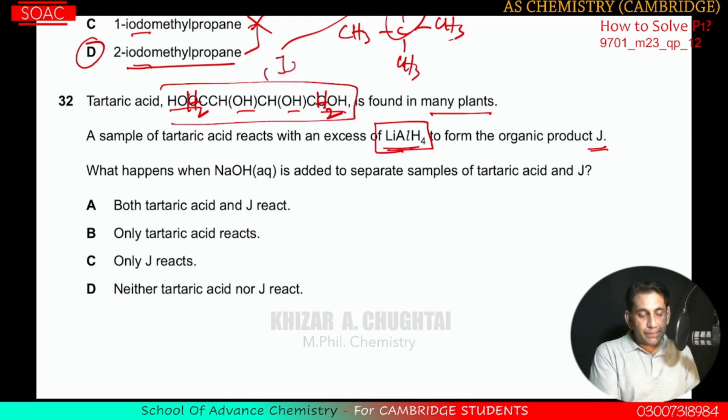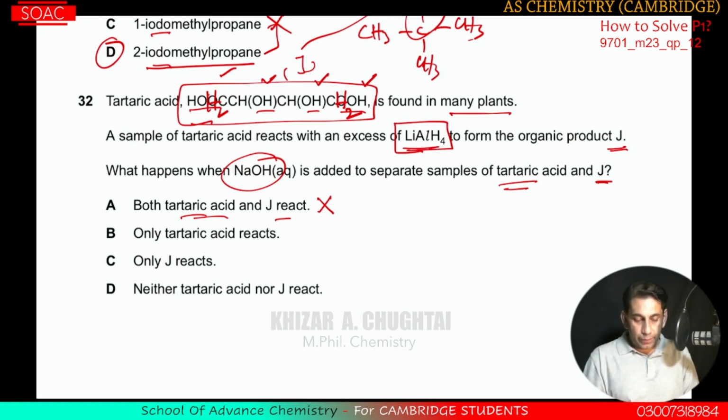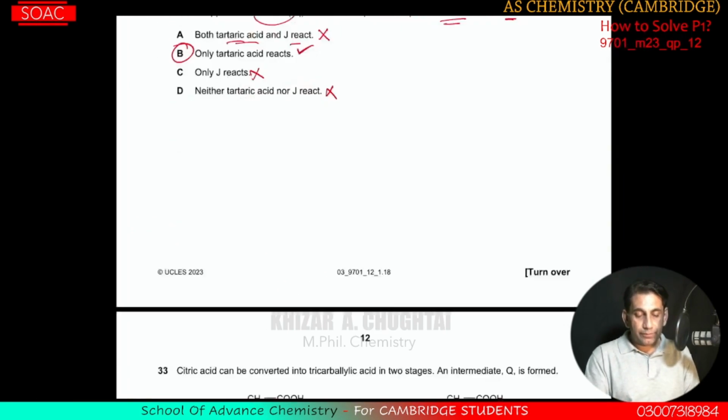What happens when NaOH is added to separate samples of tartaric acid and J? So what is going to happen? NaOH is added to the tartaric acid and to J separately. Will both react? No, only the acid will react with the sodium hydroxide. In J, there are now all four alcohol groups. Alcohol never reacts with aqueous NaOH. So only tartaric acid will react, J will not react. B is the correct option.